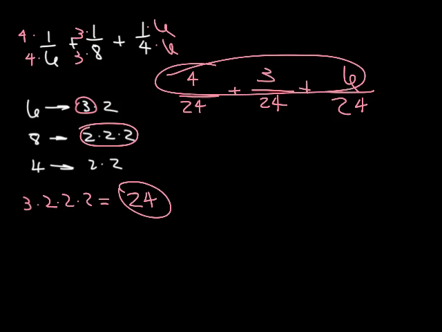So now we're going to add those numbers. 4 plus 3 is 7, plus 6 is 13, and again, we never do anything with the denominator in addition and subtraction, and we get 13 over 24 as our answer.